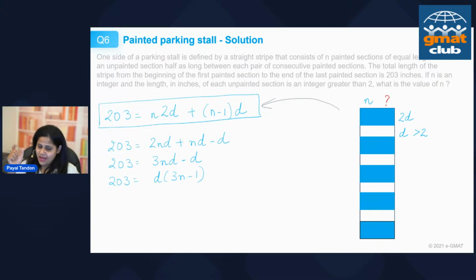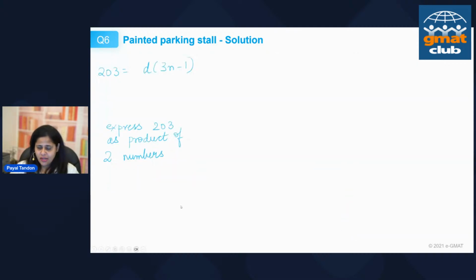There will definitely be some concept that you can retrieve over here. Which is where you take a step back, put your pen down, don't continue working things out, and just understand, what is this saying? All this is saying is that 203 is the product of two numbers. One of those numbers is d, another number is 3n minus 1.